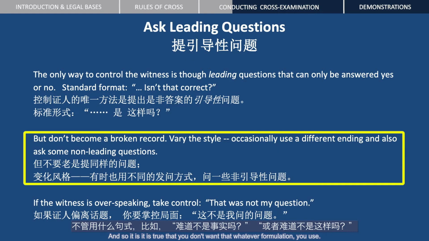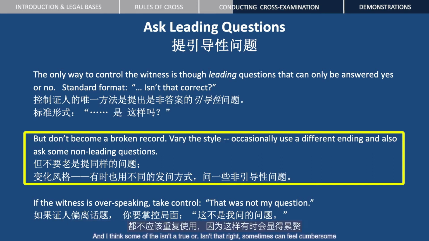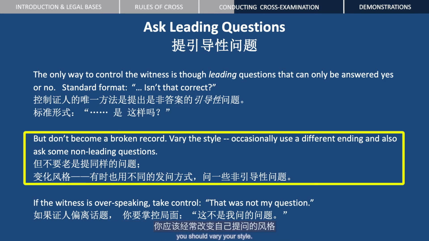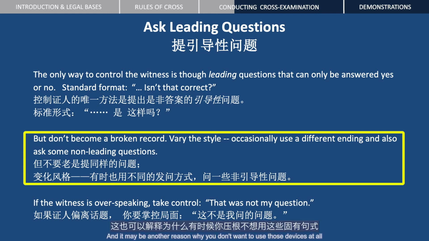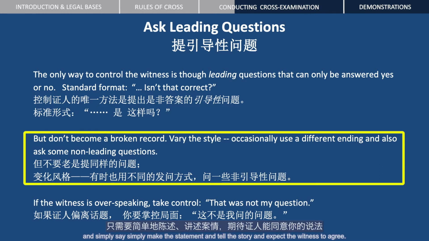And so it is true that whatever formulation you use, I think some of the "isn't it true" or "isn't that right" can sometimes feel cumbersome and can make the questioning somewhat awkward over time. And so certainly whatever style the questioner uses, you shouldn't use it repetitively. You should vary your style. And it may be another reason why you don't want to use those devices at all, and simply make the statement and tell the story and expect the witness to agree.